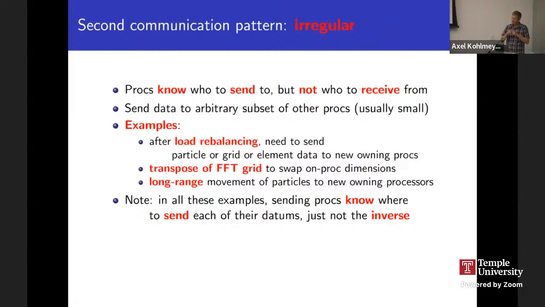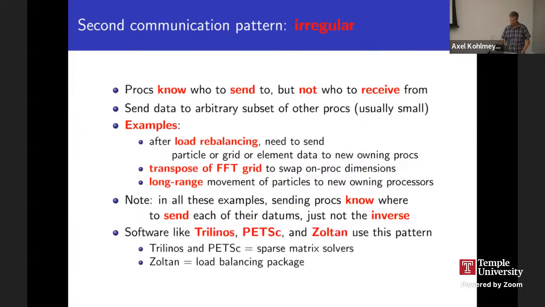the sending processor knows where to send its data, which in this case would be its atoms. It just doesn't know the inverse, who's going to be sent. And that means unless you know that, you can't really write the MPI communication with the sends and receives.